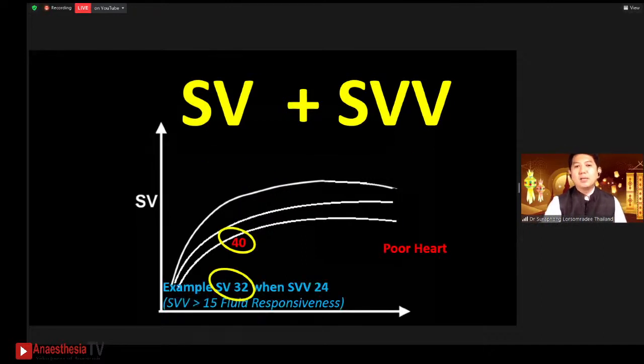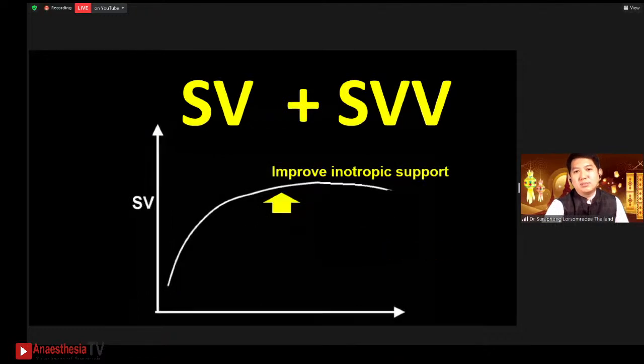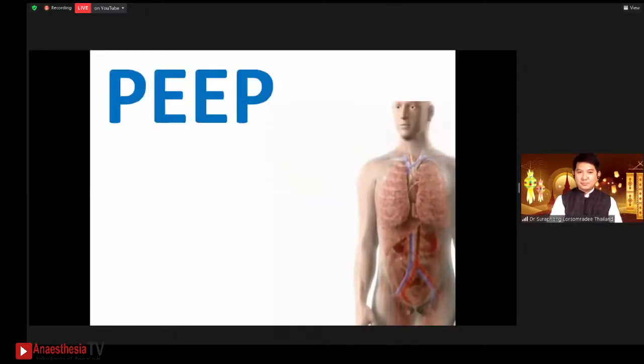For example, in the beginning, we have a very low stroke volume. SVV shows fluid responsiveness, so we just give fluid. When we give fluid, it goes toward fluid optimization. But we know that we have a poor heart because the graph is still very low, right? What we have to do after this, because it's too low, is give inotropic support in this situation.